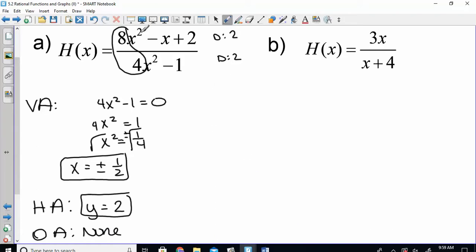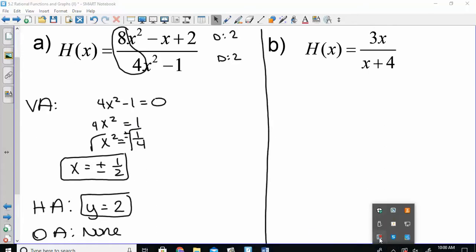When did you say there was an oblique? If the degree on top is 1 bigger. So if this had been 8x cubed, then it would be oblique. Then what do we do to find it? We will have to do long division. All right, why don't you guys try B on your own?